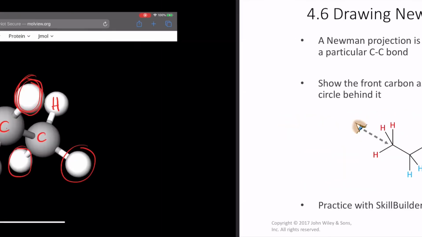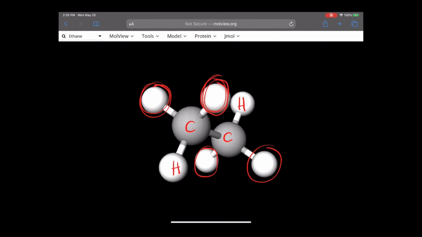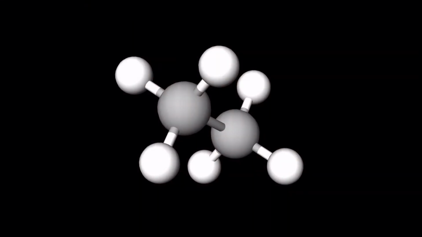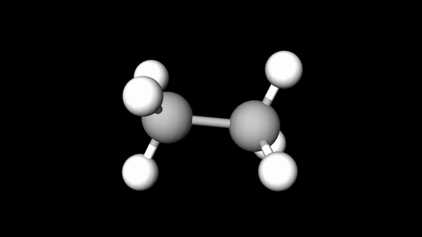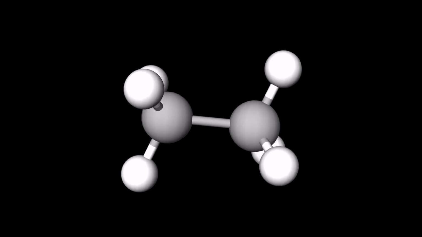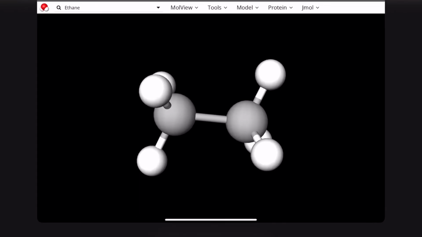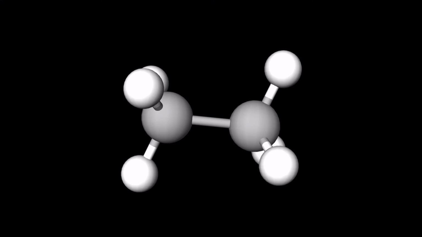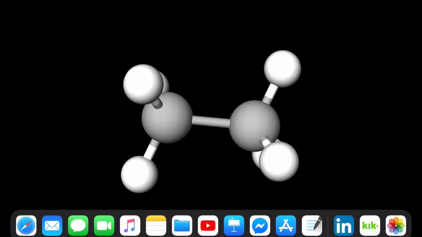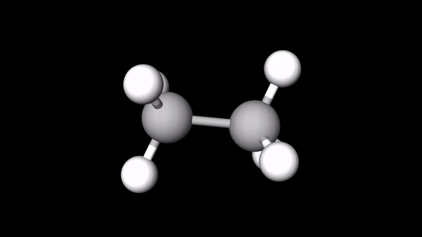Now let's come back to the idea behind the rotation of the molecule. When you look at this molecule, focus on the single bond between the 2 carbons. When you have the single bond, the bond itself can rotate. This rotation of the bond can cause different structures to form. To represent that rotation, we have to know what a Newman projection is.